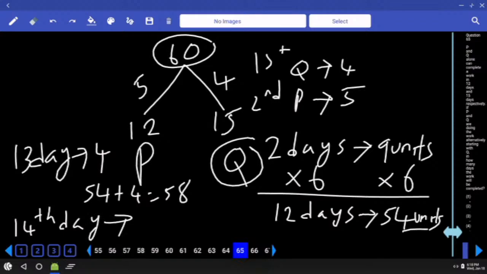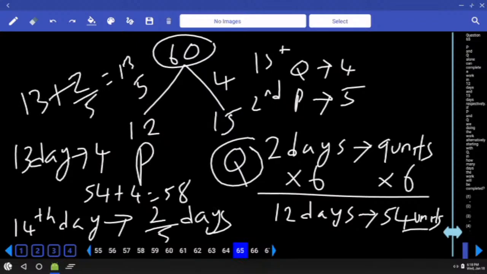Only 2 units. But in one day he can do 5 units. So how many days will he take? 2 by 5 days. Yes or no? That means 13 plus 2 by 5, which equals 13, 2 by 5 days. Clear or not? The concept is easy, right? Do you want me to explain again? No, right? So 58 units are completed in 13 days.